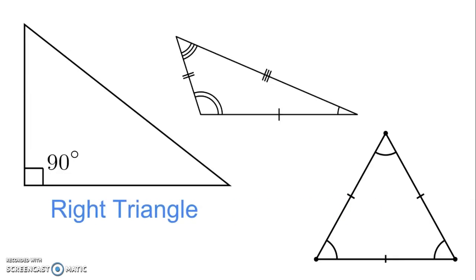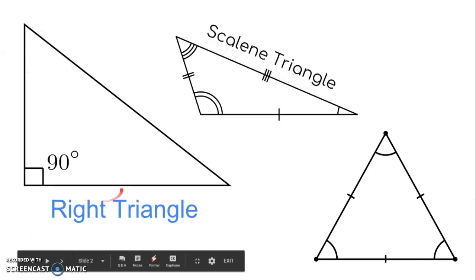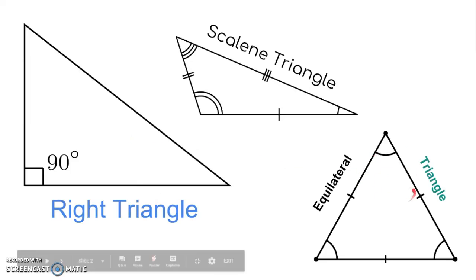We're going to go over types of triangles first. First, we have a right triangle. A right triangle is a triangle that has one right angle, and that's why it's referred to as a right triangle. An equilateral triangle, something you might see often, is a triangle with all equal angles and all equal side lengths. And then finally you have a scalene triangle.